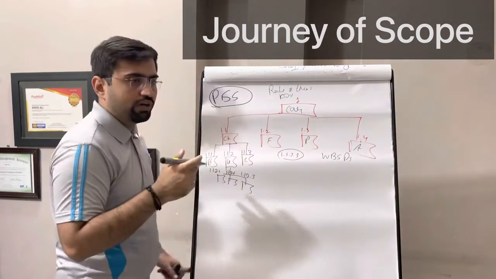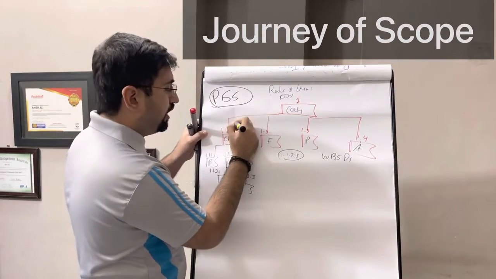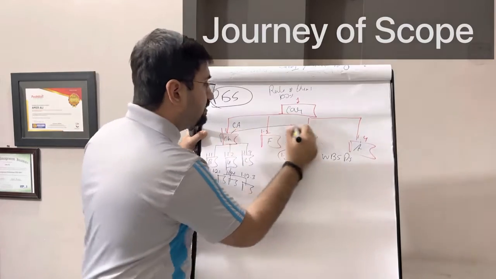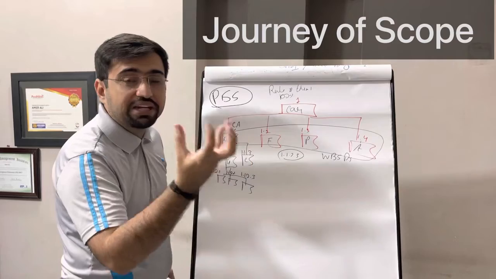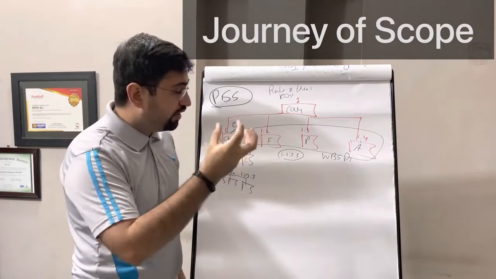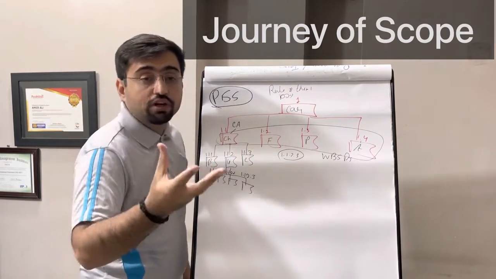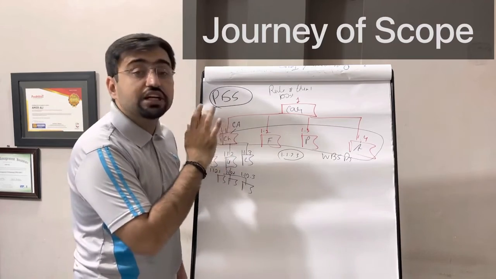So let's come back to WBS. This is basically called a control account. This high level is called a control account. This is the account at which management is controlling. This is the account where management is interested in how the work is going to be done. This is called a control account.